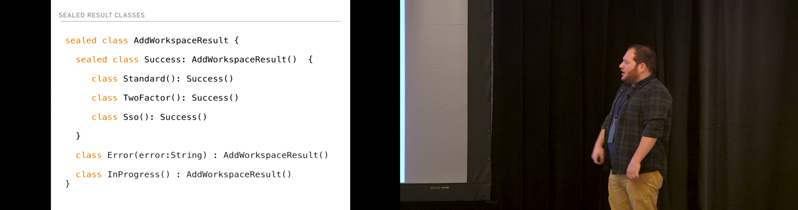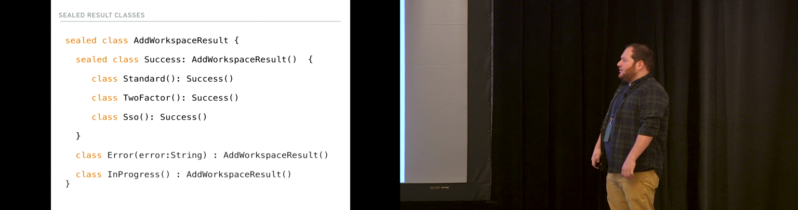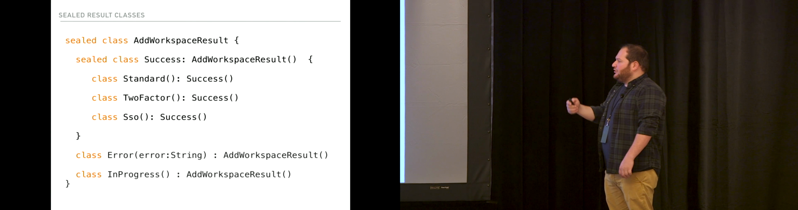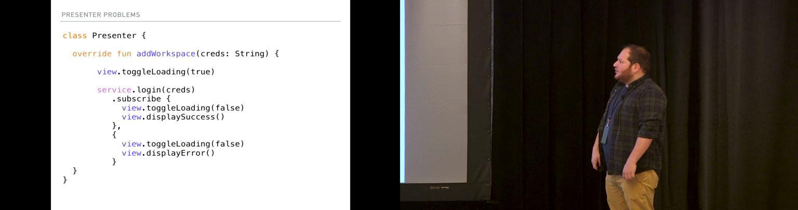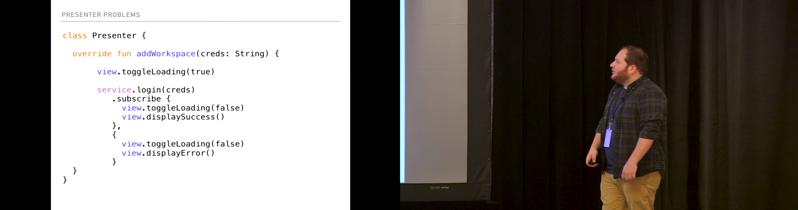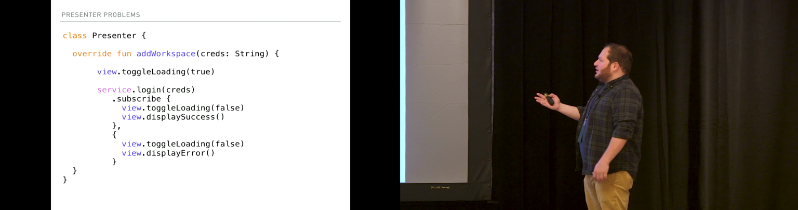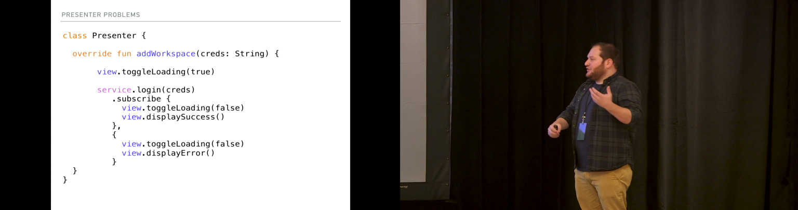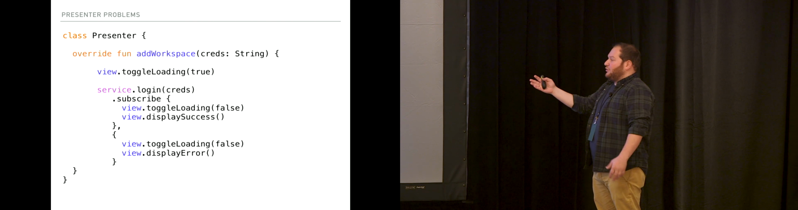And we have error and in progress here, and really where the magic occurred, and I borrowed a lot of this from model view intent, is how we were using sort of error and in progress. But to illustrate that, I'm going to show you how we were using them before, right?